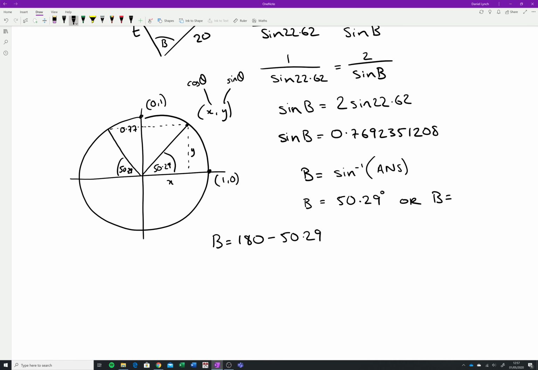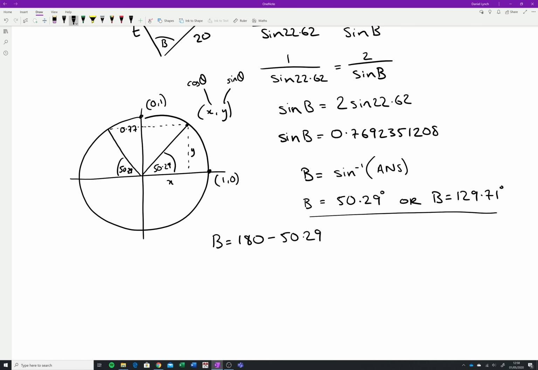and we'll get this one now. 180 minus 50.29, and that comes out as 129.71 degrees. What I suggest you do is this. I suggest you press sine of that number 129.71, press equals, and see does it give you this, and it does give me that almost exactly, other than the fact that I've rounded very slightly. So these are our two values for b. Okay, those are our two values for b.